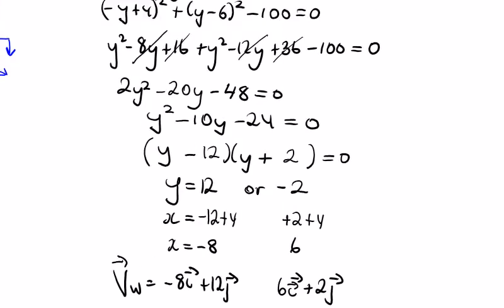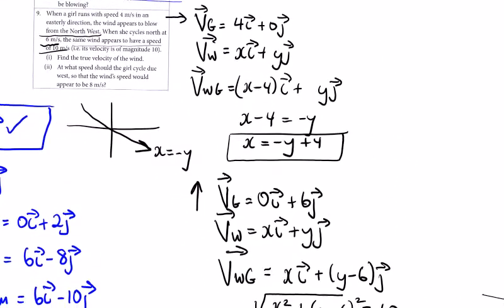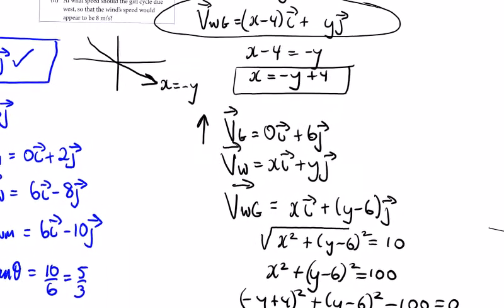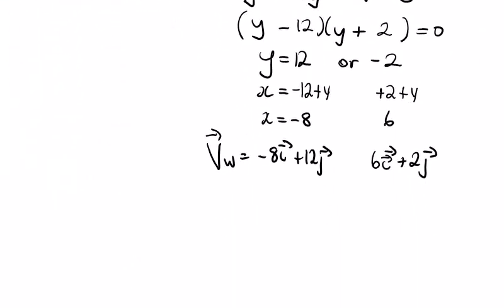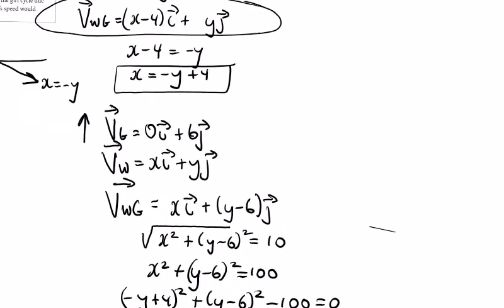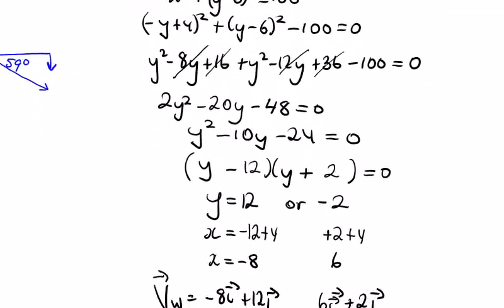Okay, what are we looking for here? Find the true velocity of the wind. So to get the correct solution, we need to look at the velocity of the wind relative to the girl and figure out what directions they're coming from, x minus 4 and y. So the velocity of the wind relative to the girl is equal to x minus 4 in the i direction plus y in the j direction. Let's just double check that. X minus 4 in the i direction plus y in the j direction.